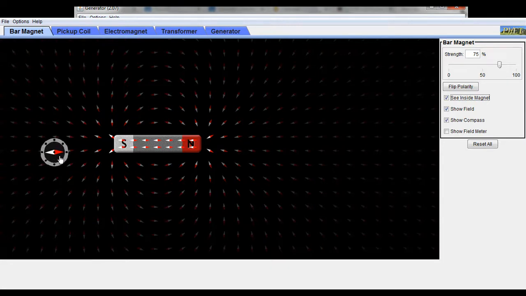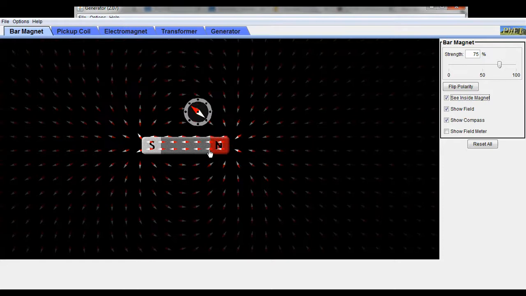You'll notice, though, that as you move the compass around the magnet, the direction of the compass is going to change. This becomes really important. This means that even though there's a magnet present, the force and the direction surrounding that magnet are going to change depending upon the location of the magnet and depending upon what is feeling that force as you move around.